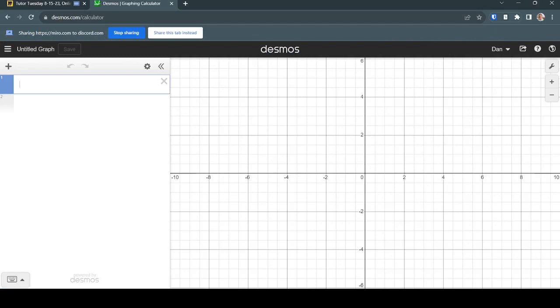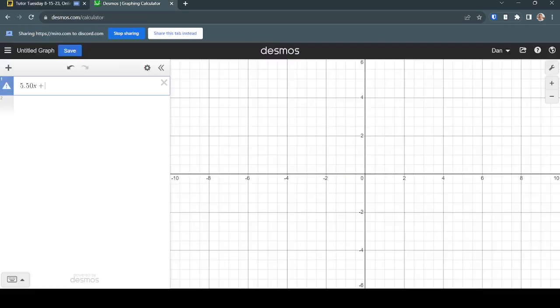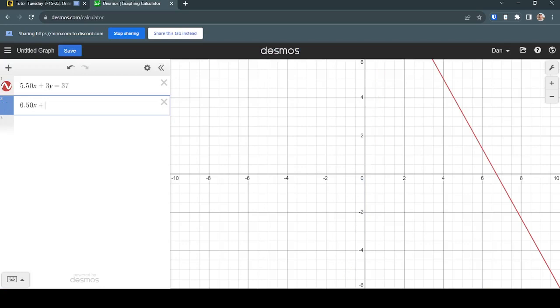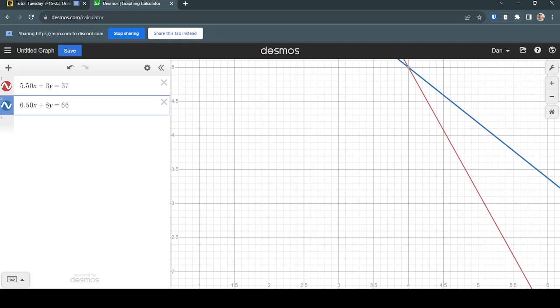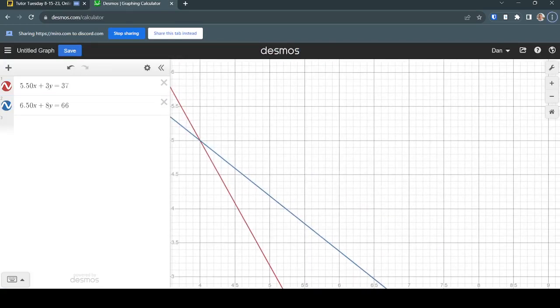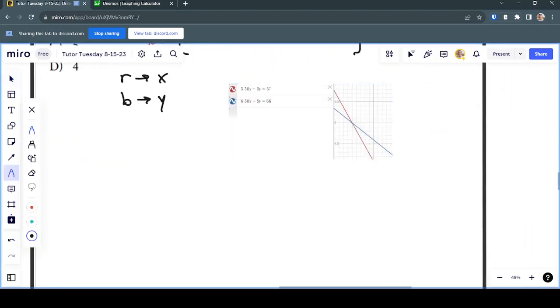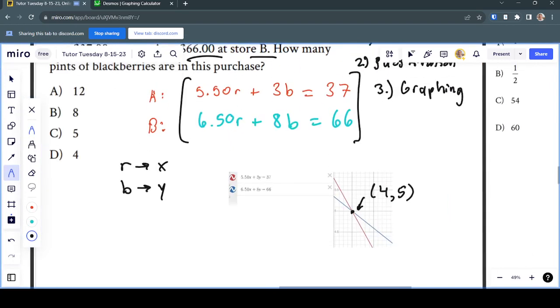So this is actually built into the test when you're taking it on the Bluebook app. We could do 5.50x plus 3y equals 37. And our next equation would be 6.50x plus 8y equals 66. And you could see that it intersects at (4, 5). Actually, let me even paste that into the document that I have open right now. Copy that. Paste that right there. This point of intersection is a solution to the system of equations, and it's at (4, 5).